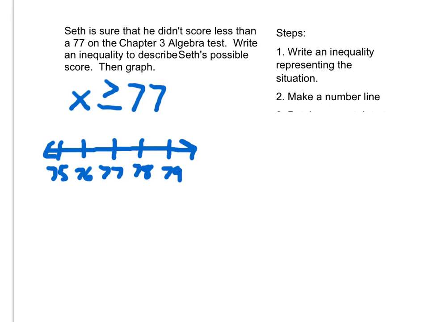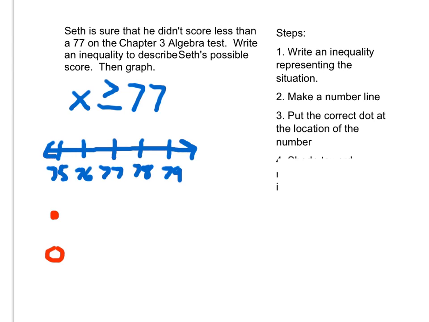Okay, now this is the graphing part. So we already wrote our inequality. Now we're graphing it. Okay. Step 3 is to put a correct dot at the location of the number. So at 77, I need to put a correct dot. Now we need to know about our dots. First of all, I've got two types of dots, one of which is a closed dot, and one of which is an open dot.